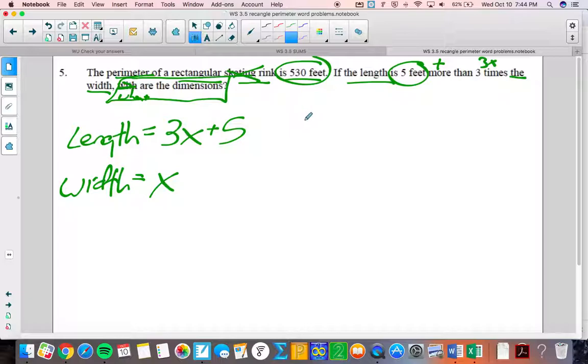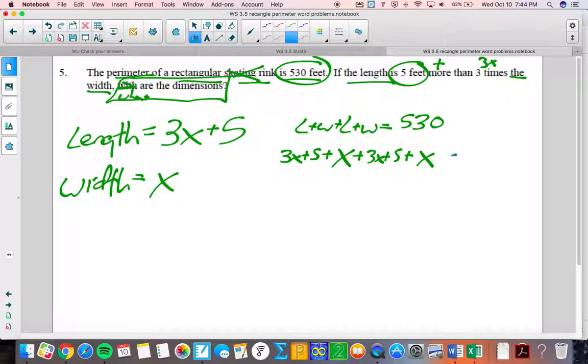Alrighty, so remember to get perimeter, we take length plus width plus length plus width. And that needs to equal 530. So then we substitute in our variables for the verbal model. So the length is 3x plus 5. The width was just x, but do it again. We need to add all 4 sides. The length is 3x plus 5, and the width is x.